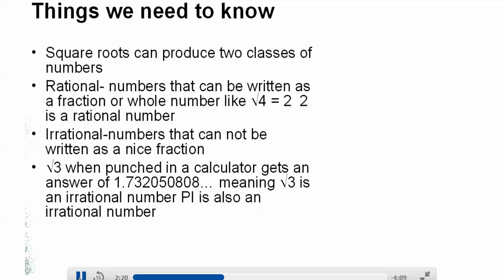Irrational numbers are ones that are not very nice. That is, like radical 3. There's no absolute perfect nice answer. Okay? So when you punch radical 3 in your calculator, you get an answer of like 1.7305 blah blah blah. Basically meaning that radical 3 is an irrational number. Pi is also an irrational number. So these numbers, you don't have an exact fraction that fits them perfectly.